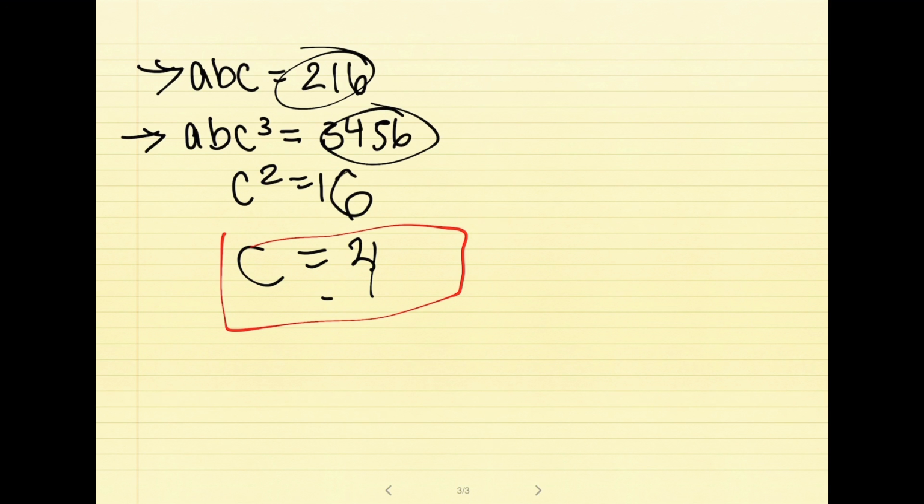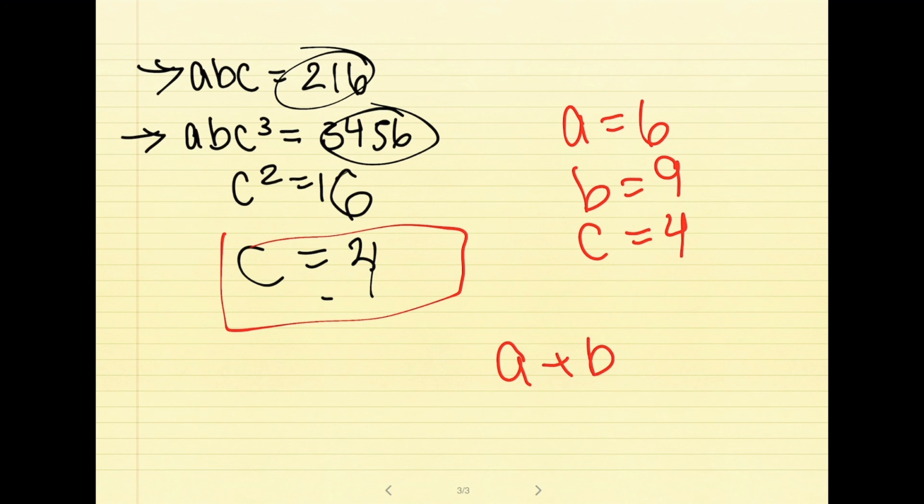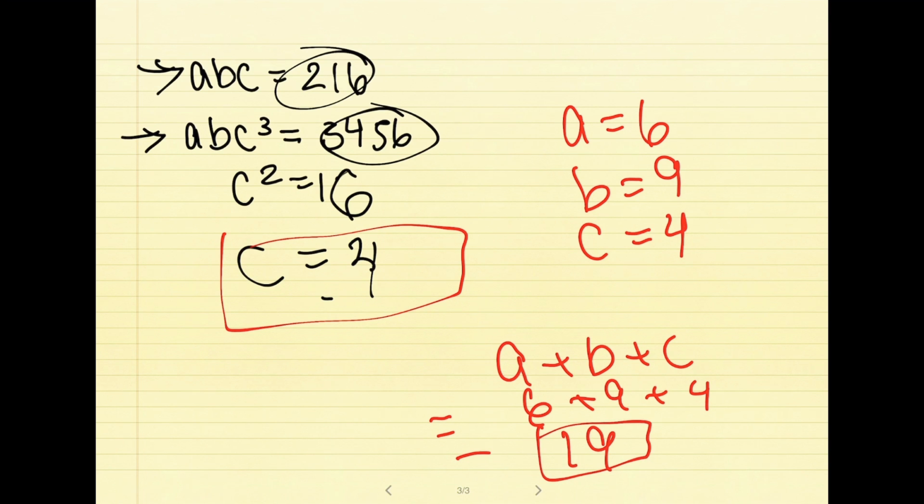a is equal to 6, b is equal to 9, c is equal to 4, wonderful. And in this question, we're looking for the sum of a plus b plus c. So if we just plug that all in, 6 plus 9 plus 4 is equal to 19. Perfect. That is our final answer.